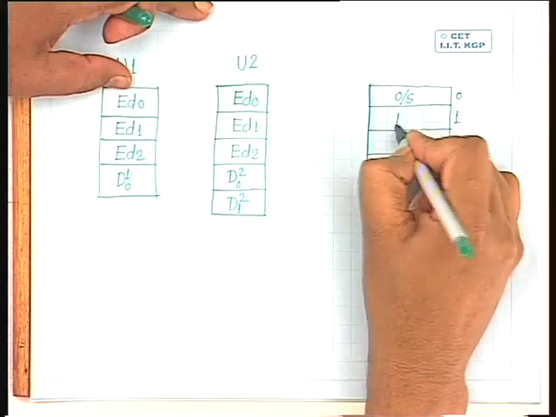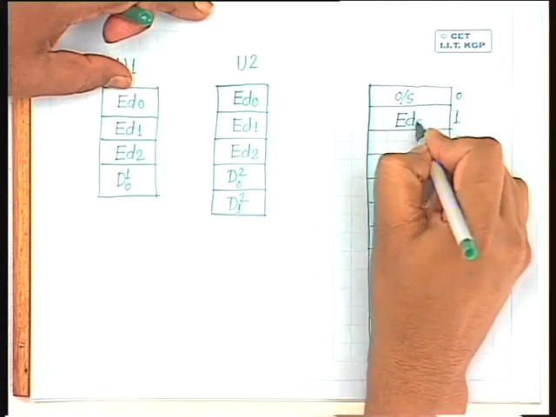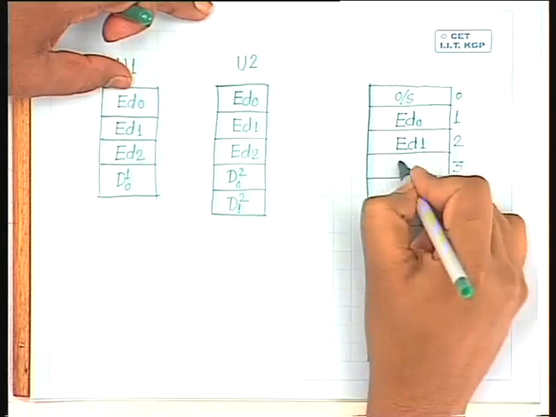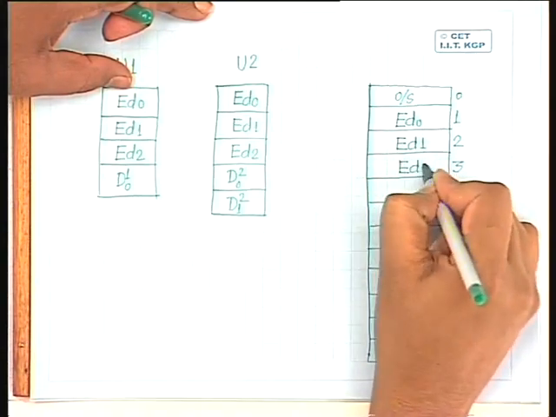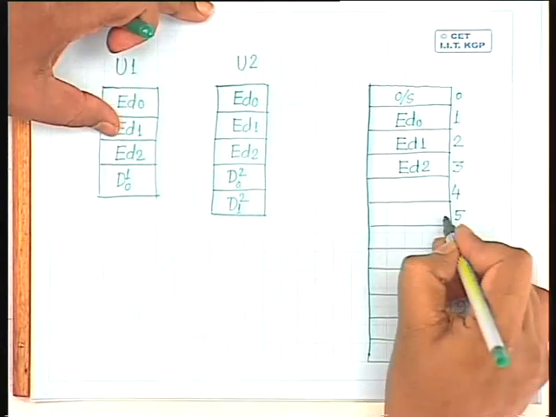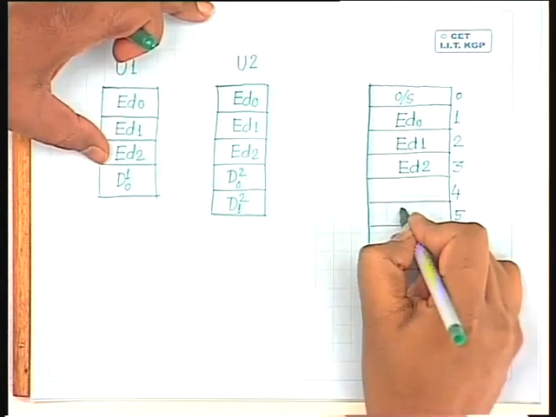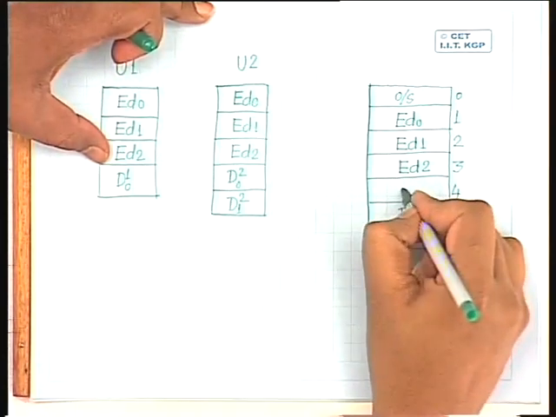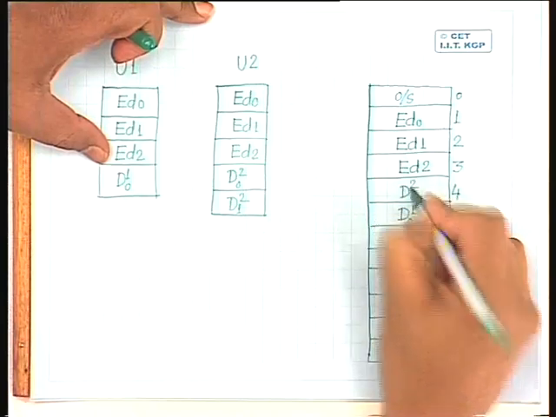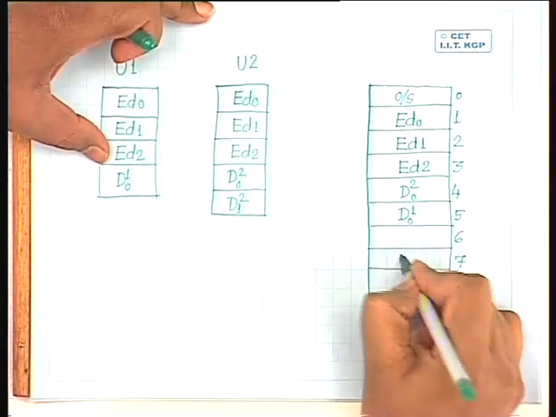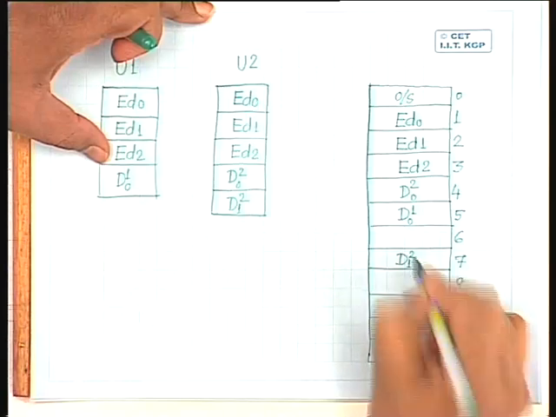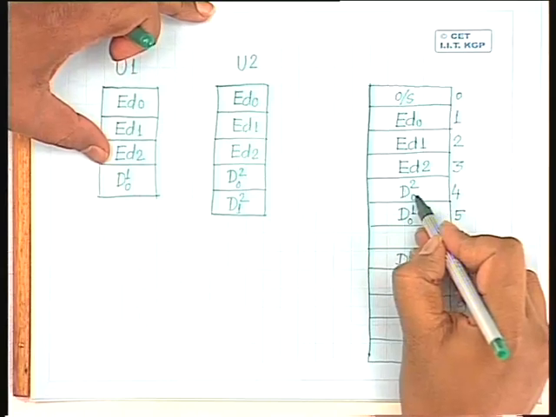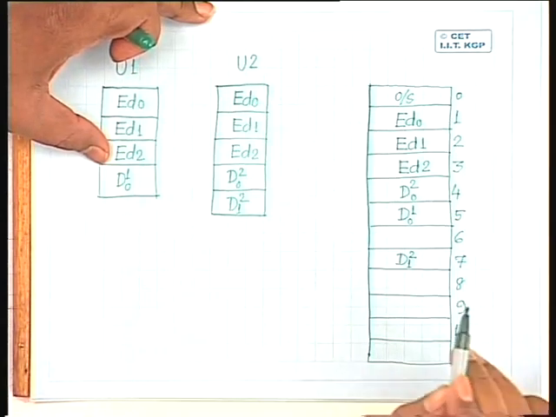Suppose the first frame is occupied by ED0, this is occupied by ED1, this is occupied by edit page 2. Frame 5 may contain D01, frame 4 may contain D02, and frame 7 may contain D12. Okay. So this is the 0th data page of user program 2. This is the first data page of user program 2.